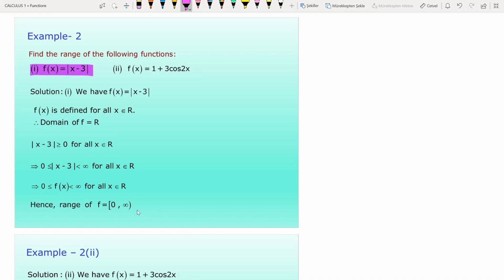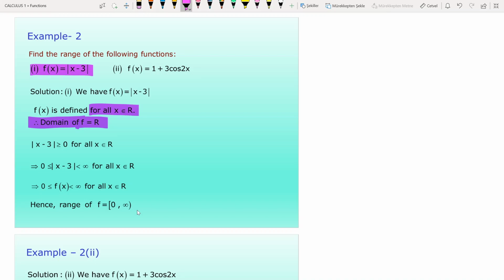We have the absolute value function, and as you see, we don't have any point that makes the absolute value function undefined. So this is defined for each value of x. So the domain is the real line. The domain of f is the real line, or real numbers.